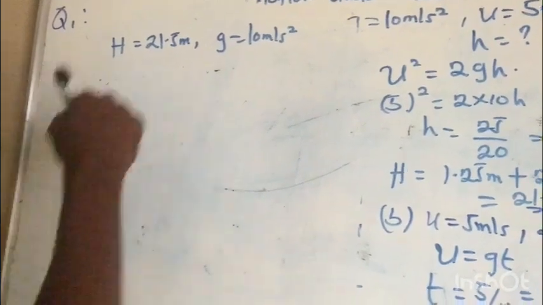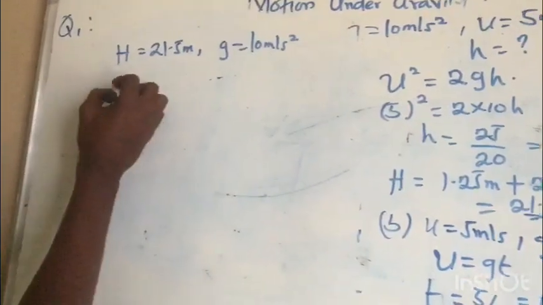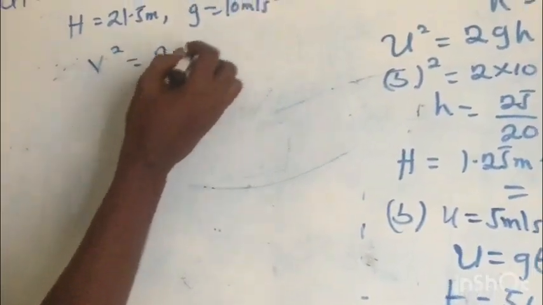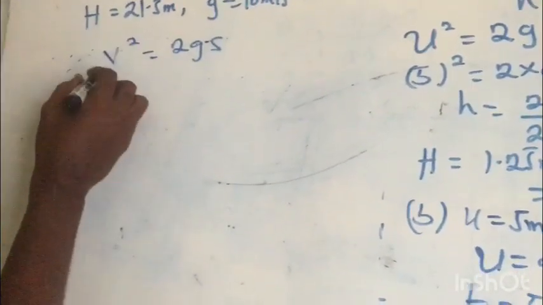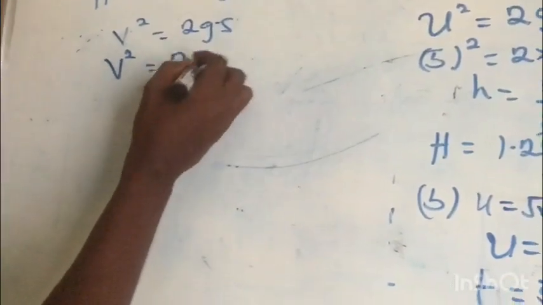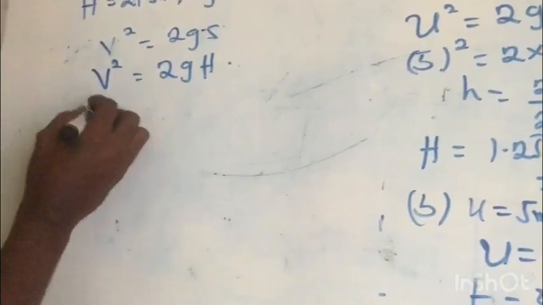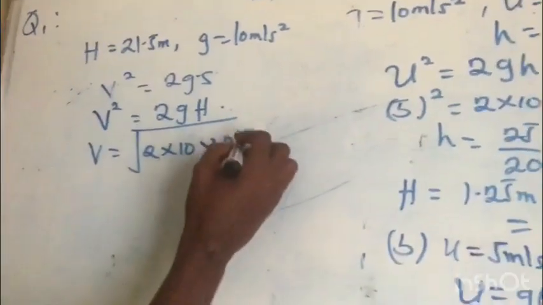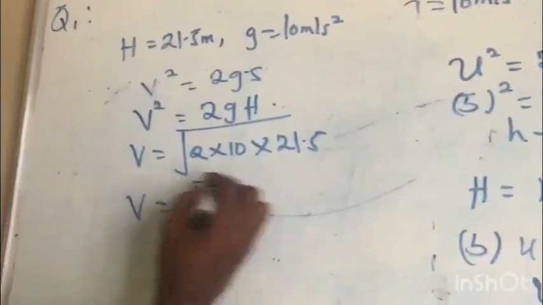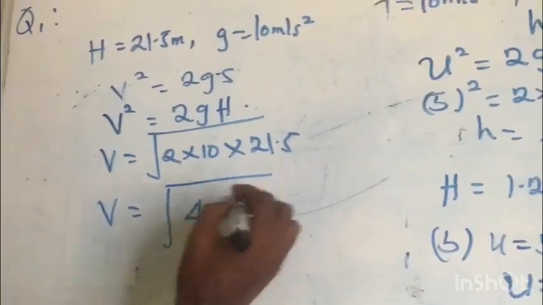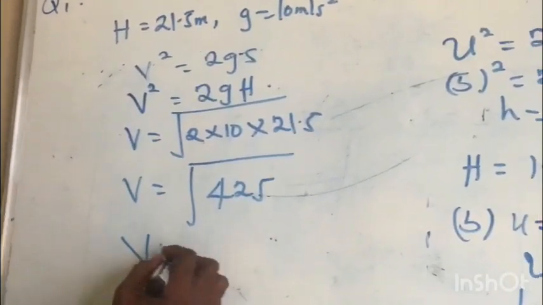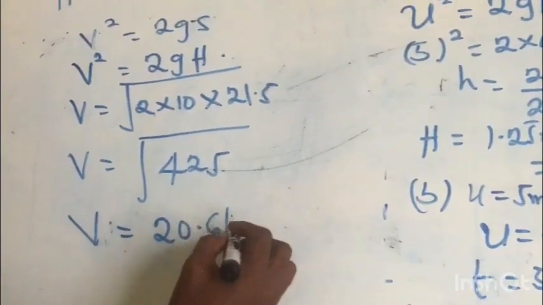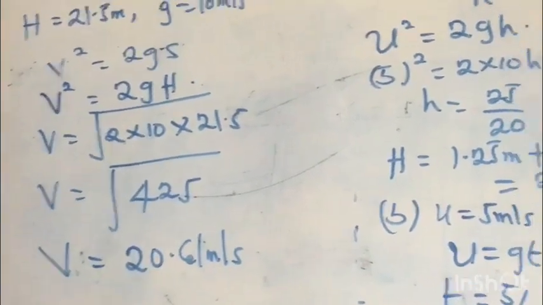Don't forget, in the equation of a downward motion, you have v squared equals 2gs. Now we can replace s with h here. That means v squared equals 2gh. So my v will be the square root of 2 times 10 times h, which here is 21.5. If we multiply, that will be the square root of 425, and that means my v here will be equal to 20.61 meters per second. That is the velocity.